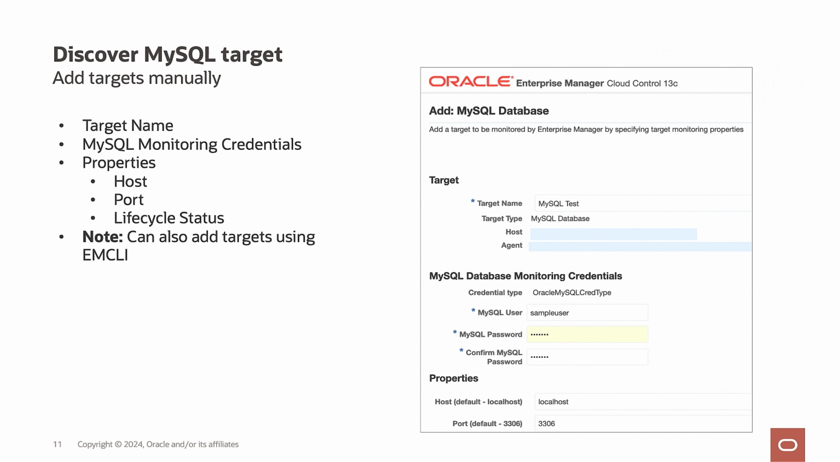The lifecycle status is used to prioritize handling of data in EM when it is under heavy load, so you can use this to ensure your most important MySQL targets are managed at highest priority. In addition to auto discovery and manual discovery, you can also add targets for discovery using the Enterprise Manager command line interface, also known as EM-CLI.